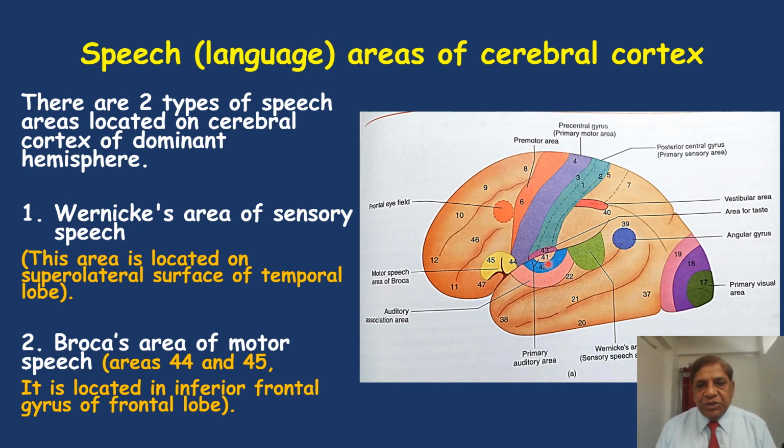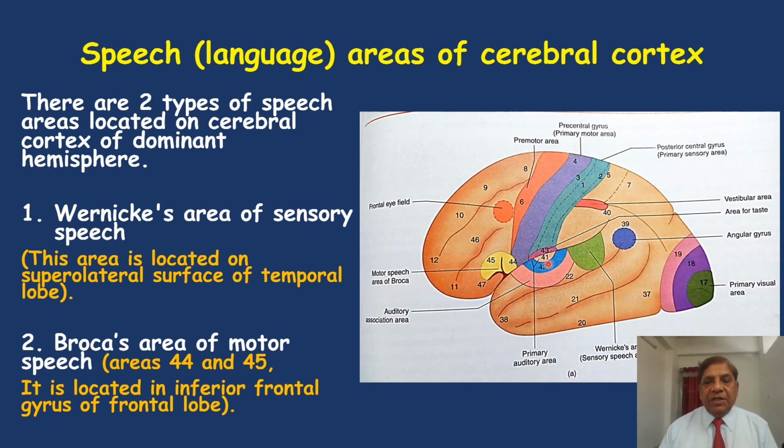Now if we come to the language proper, we will concentrate only on the speech areas of cerebral cortex. There are two types of speech areas located on the cerebral cortex of the dominant cerebral hemisphere. Now, what is the dominant cerebral hemisphere? As most of the population, up to 95%, use their right hand, their dominant cerebral hemisphere is the left cerebral hemisphere. The language areas, both motor and sensory, are located in the dominant cerebral hemisphere, mostly the left.